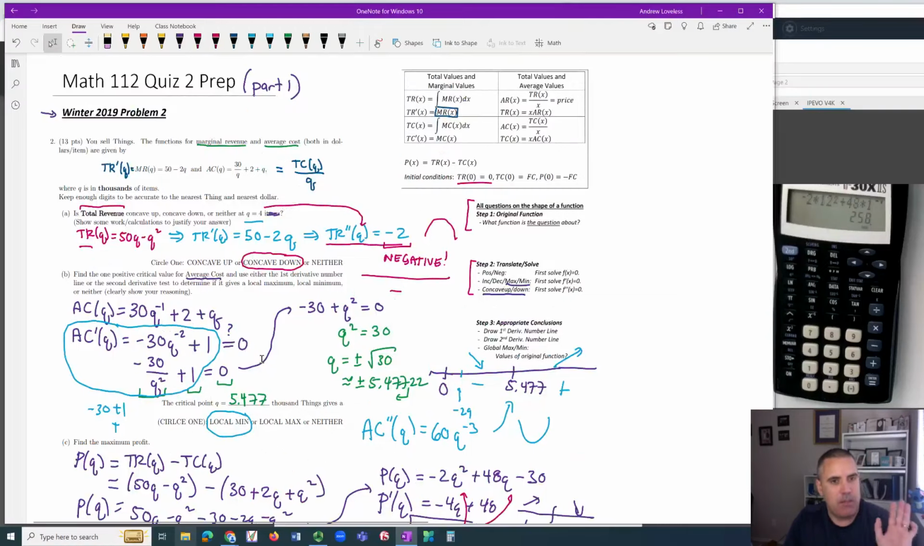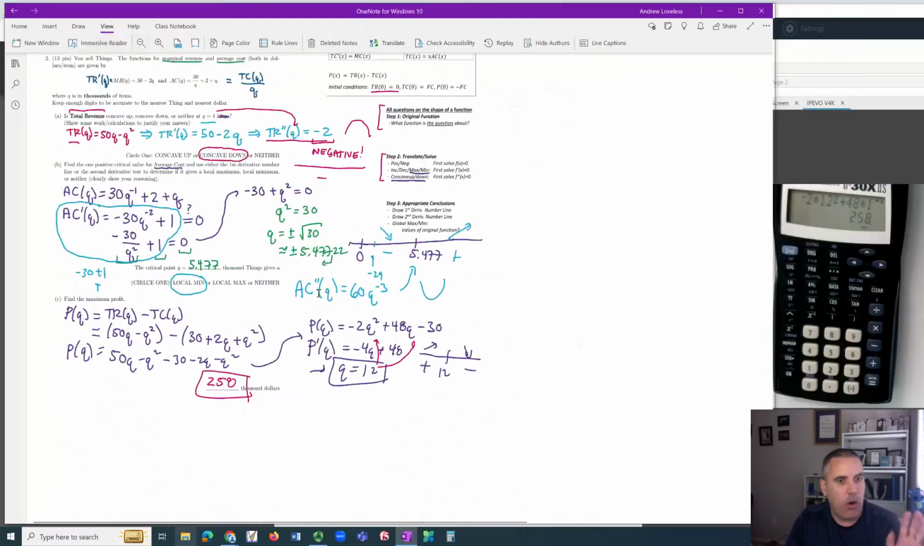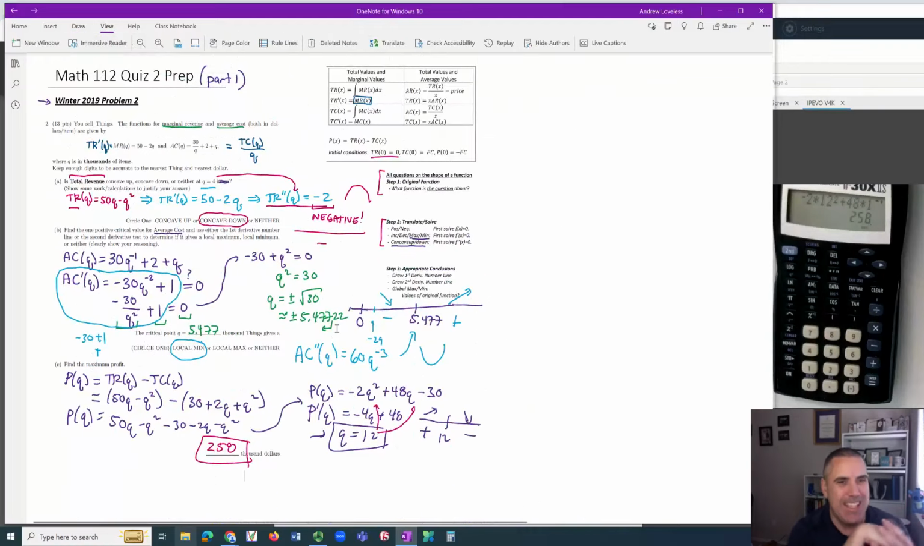So as you step back, I want you to get to a place where you see all of those questions as the same and not as different. Each question said, here's a function. I want you to analyze it and tell me something about it. The first one was about total revenue. It was asking about concavity, so I needed the second derivative of total revenue. The second one was about average cost. It was about a local max and min, so I needed the first derivative of average cost, set it equal to 0.